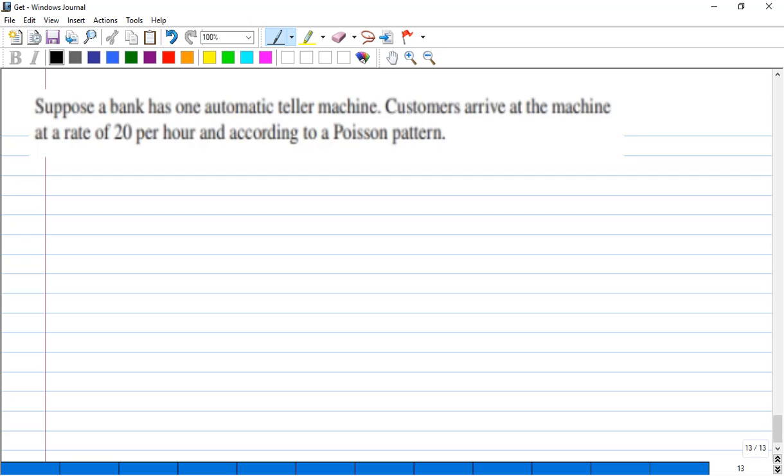So here's a problem about a bank automatic teller machine. Suppose a bank has one automatic teller machine. Customers arrive at the machine at a rate of 20 per hour, according to a Poisson pattern. All right, so here's what we're going to do. First, we're going to figure out the probability that no one will arrive in a 15-minute interval.